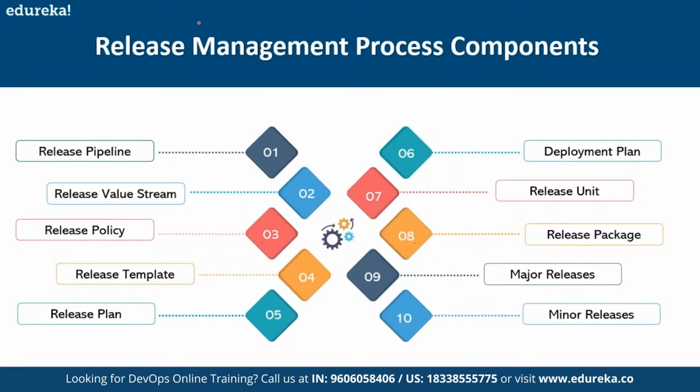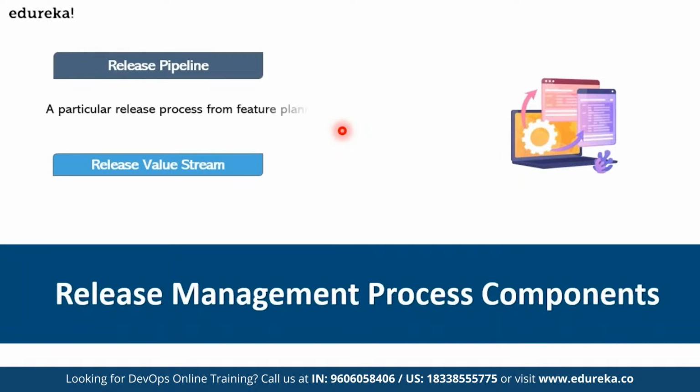One is release pipeline, release value stream, release policy, release template, release plan. Correspondingly we have deployment plan, the release unit, the release package, the major releases, and the minor releases. So all these process components are to be understood in order to have a release management system. Now, what is the release pipeline?